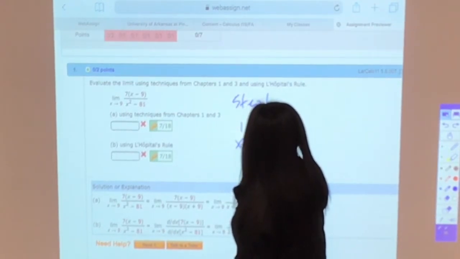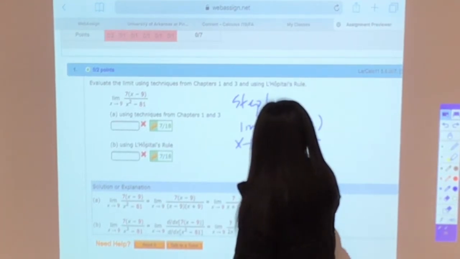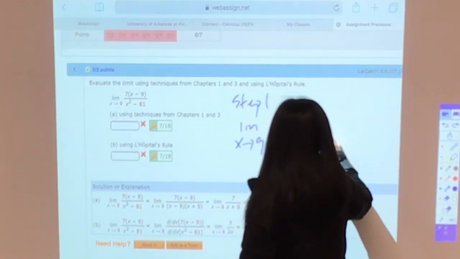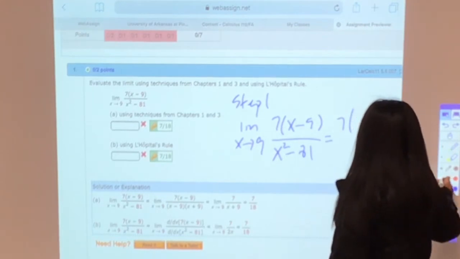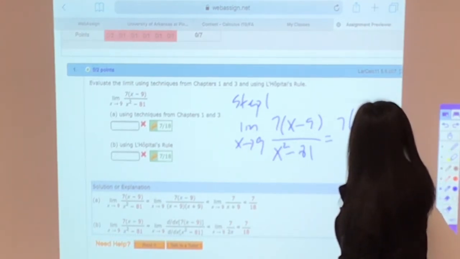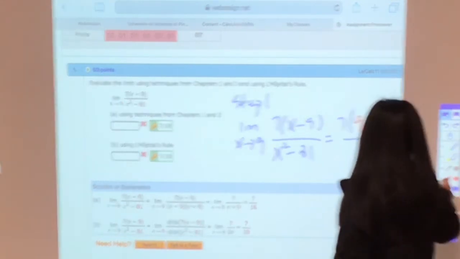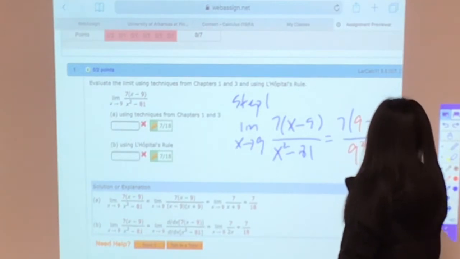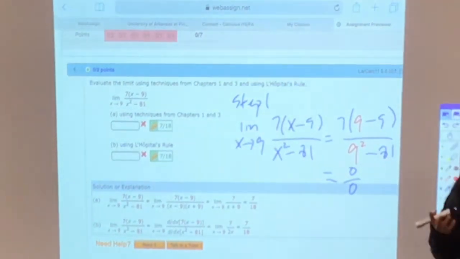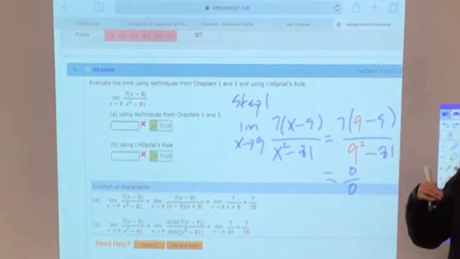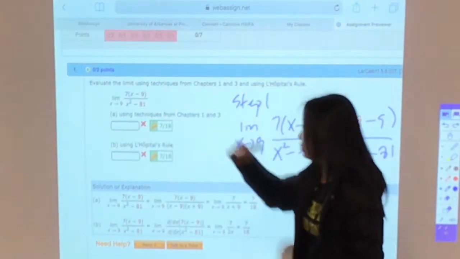Limit as x goes to 9 of (7x minus 63) over (x squared minus 81). I'm just simply gonna plug it in, then you get what? 7 times 9 minus 63 over 9 squared minus 81, that happens to be what? 0/0, isn't it? Yes. So, because of this, I can use L'Hopital's rule. That means I can just take a derivative of each one of them.